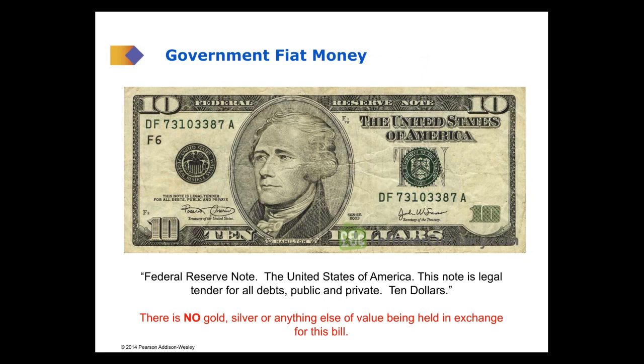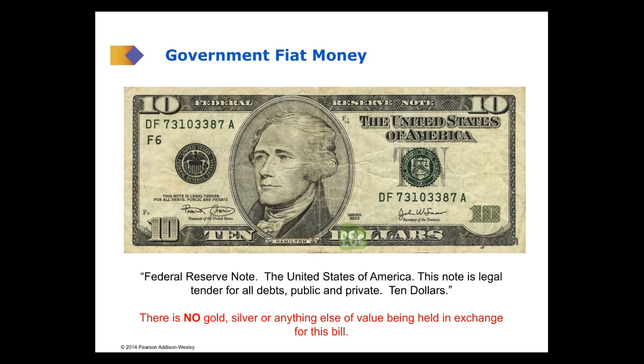Now today, we have government fiat money. It's a bit different. This is money that was issued by the Federal Reserve Bank. It's a $10 bill by the United States of America, and you look at the text here, it says this note is legal tender for all debts, private and public. $10. But nowhere on here does it say that it's backed by anything of value. Certainly not by gold or silver or any other commodity.